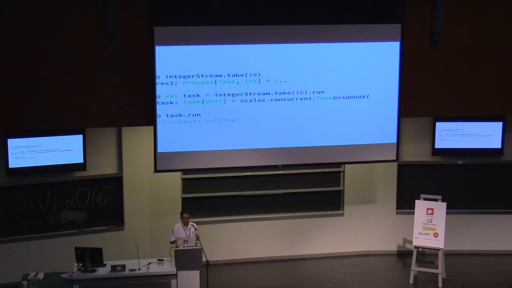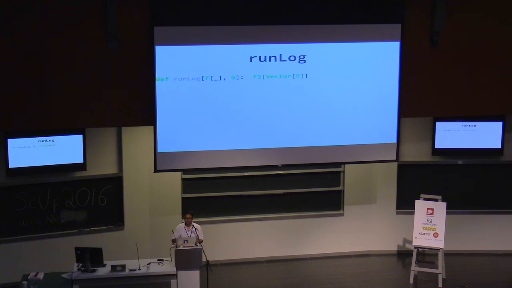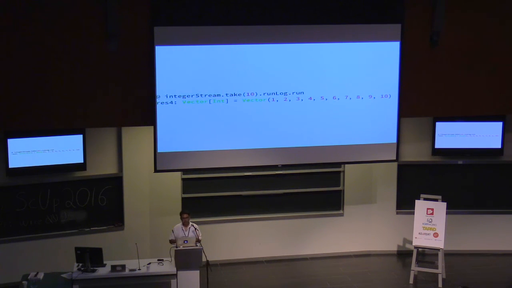To give you an example, we had an infinite integer stream defined earlier, and if we take 10 of them and start running it, the first thing that it does is compile the whole integer stream to a task, and then when you run the task, it does some side effects. But in this case, it's just emitting values and not doing any side effect because our stream is a pure stream. But if you'd like to see what values are emitted in each step, we can use a different combinator called runLog. With runLog, it actually preserves the value emitted from each of the emit steps. To get back to the previous example, if we use runLog instead of run, then you can see the first 10 values from the integer stream as output there.